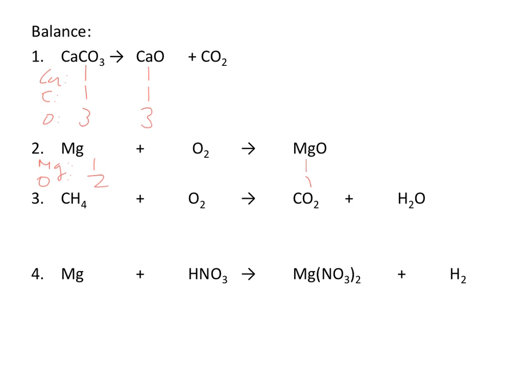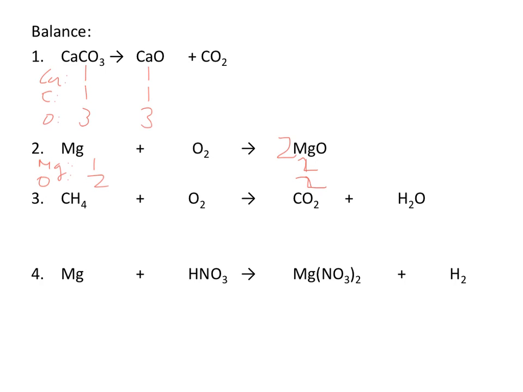So you'll notice that our oxygens aren't quite right. So what we could do is put a 2 here. Now this is just a suggestion, it might be wrong. What that would do is make us have 2 lots of whatever comes after it. So it changes our magnesium atoms on the right to 2 rather than 1, and it changes our oxygen to 2 rather than 1.